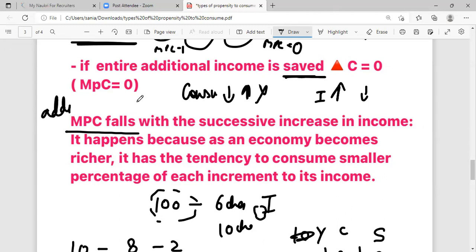Like, for example, you have only 10 rupees, but at that moment you want to eat this, that. We have some wishes, right? But if you got 100 rupees somewhere, you'll be like, okay. Sometimes when we have an excess of anything, we don't feel like eating, or we don't feel like using that thing. So at that moment, MPC falls with successive increase in income. It happens because as an economy becomes richer, it has a tendency to consume smaller percentage of each increment to its income. Clear?